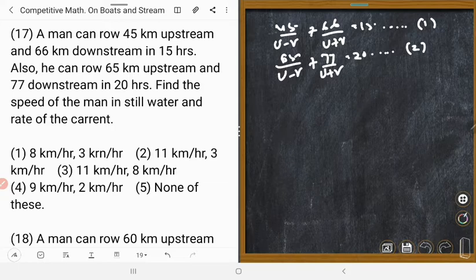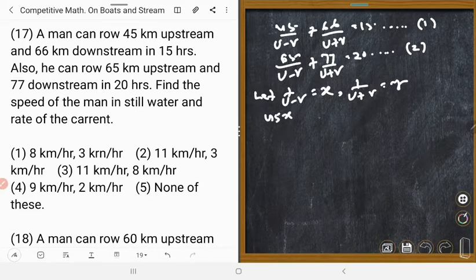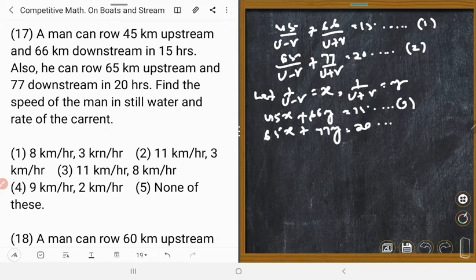So let 1 upon u minus v is equal to x and 1 upon u plus v is equal to y. That means 45x plus 60y is equal to 15, equation 3. Similarly, 65x plus 77y is equal to 20, equation 4.